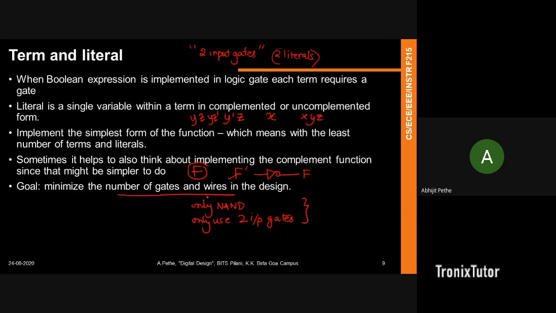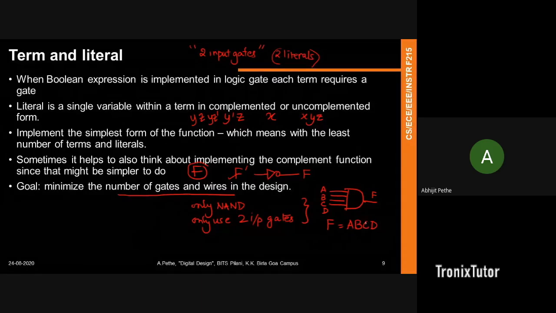If nothing is specified to you, obviously I can do something. I can design a gate. What is this gate implementing? It's a 4-input AND gate implementing an AND of all the 4 inputs.